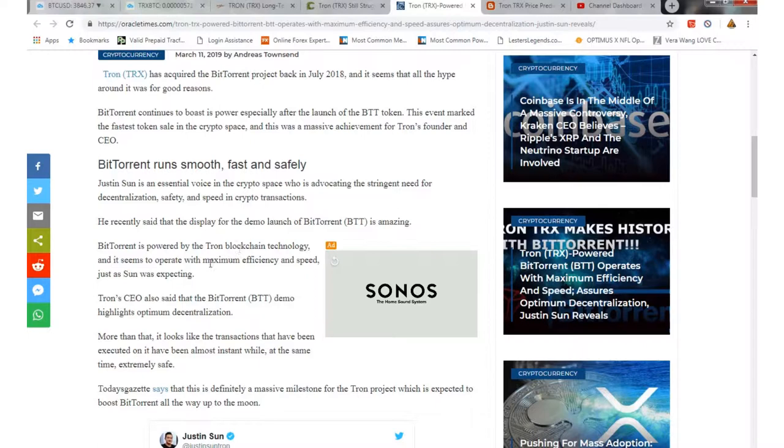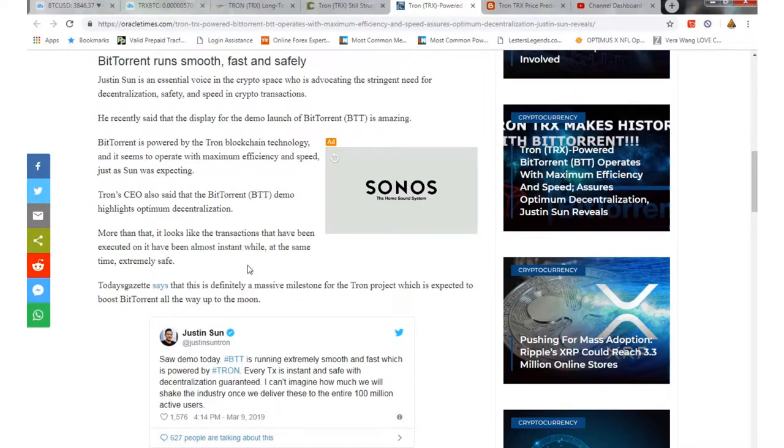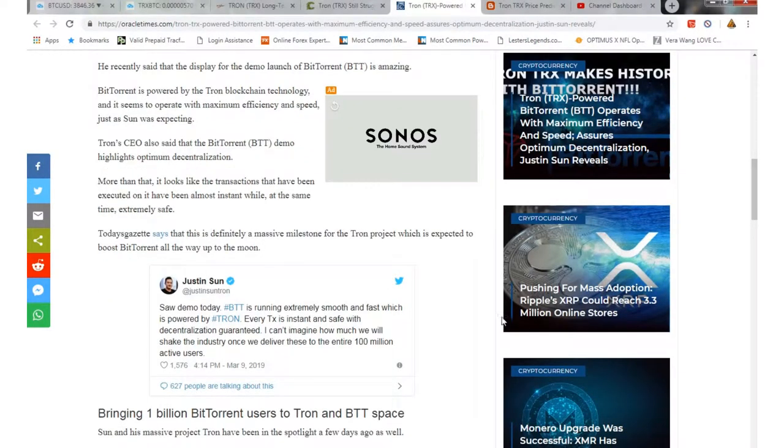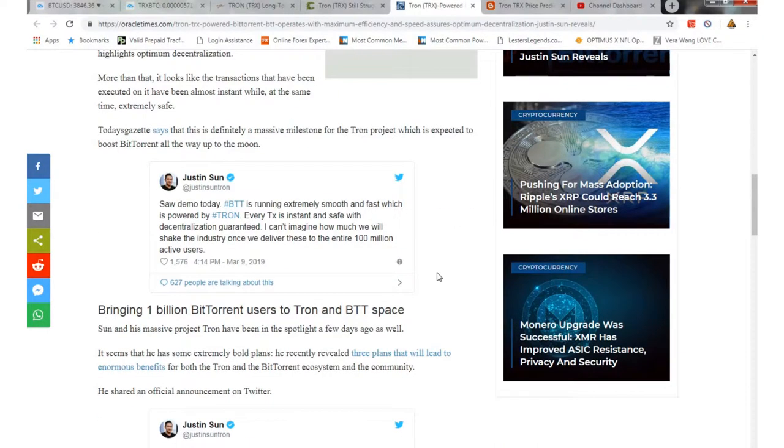But like I said, BitTorrent is powered by the Tron blockchain technology and seems to operate with maximum efficiency and speed. Everything meets the expectations that we had. The Tron CEO also said that the BitTorrent demo highlighted optimum decentralization. Like I said, all the transactions executed, everything's been going according to plan, other than the price of Tron, obviously, which is not going up at all, which is unfortunate. But yeah, nothing happened. There were no crashes.